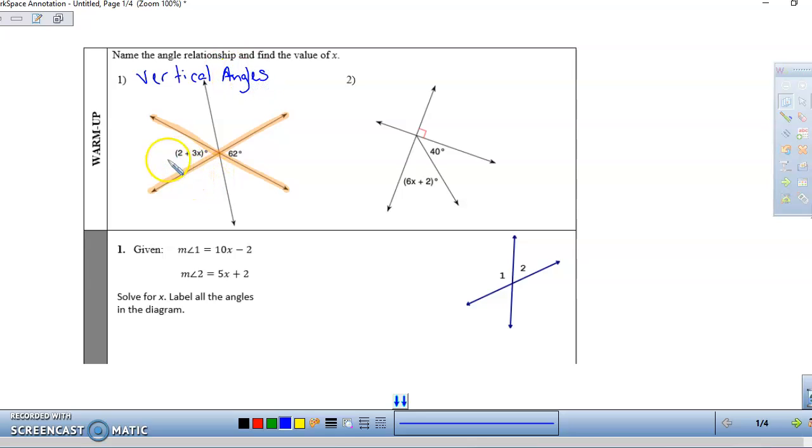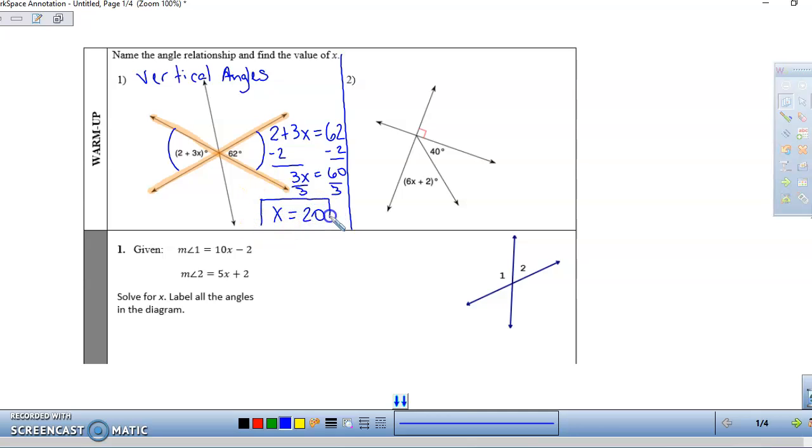Okay, and for vertical angles, we know that vertical angles have equal measures. So pause and try to set up an equation to solve for x. Okay, welcome back. So you're going to set up that 2 plus 3x is equal to 62. Again, these are congruent angles, or in other words, you set them equal to each other. Solving, you get 3x equals 60, divide by 3, and we get x equals 20.